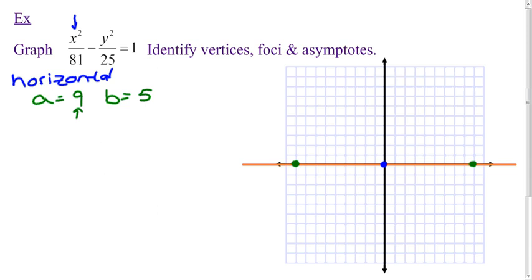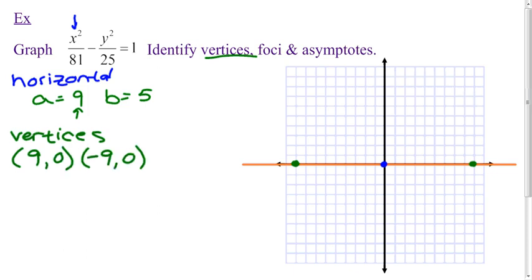Now the 5 is going to help us figure out where my asymptotes fall. So to begin with, I've done my vertices. Vertices are based on your a value. So one vertex is at 9, 0. The other vertex is at negative 9, 0. Now to come up with my asymptotes, I'm going to have to also use my b value, because what this ends up doing is it creates a rectangle for me. So the b is how far I'm going to go on my minor axis. 1, 2, 3, 4, 5.